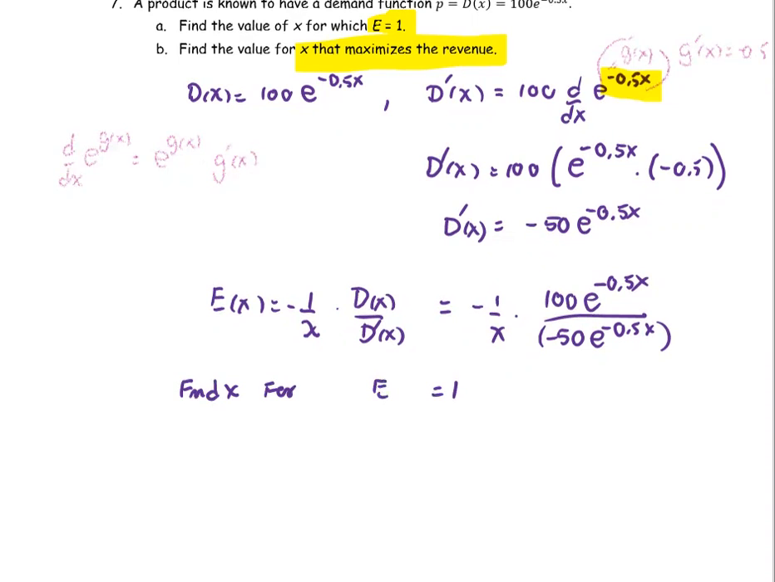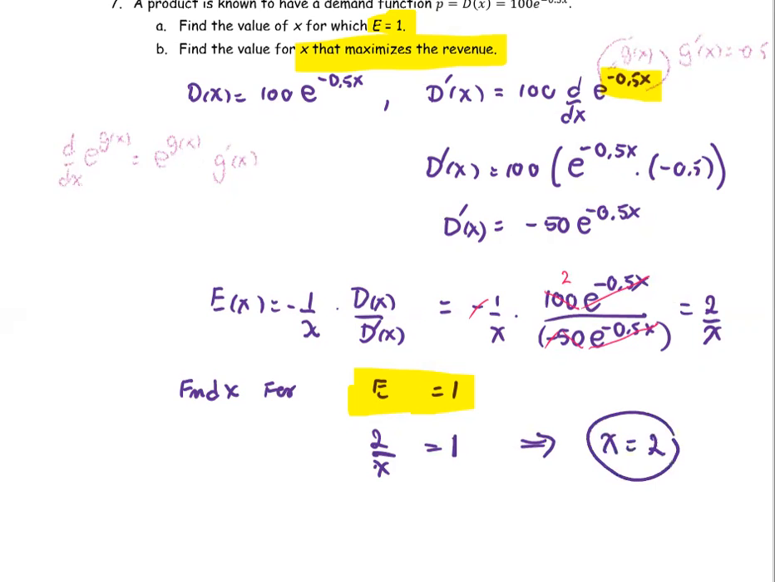We're going to find the x for which E equals 1. Before we replace into this statement, we can simplify the expression for E a little bit more. The negative sign can be reduced, the exponential term will be reduced, and 50 and 100 reduce to 2 for the numerator. Therefore, the function for the elasticity of demand becomes 2 over x. So we set 2 over x equals 1. That tells us x equals 2, which is the quantity x for which E equals 1.